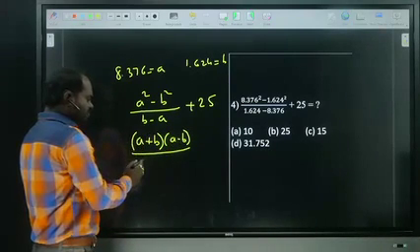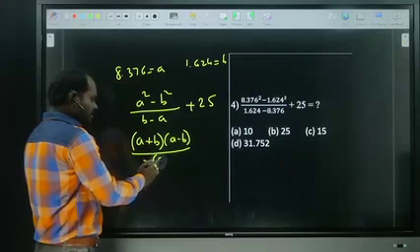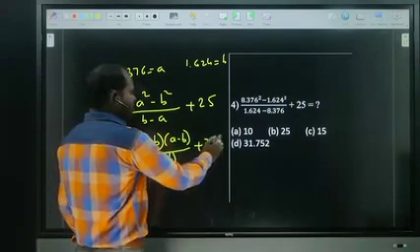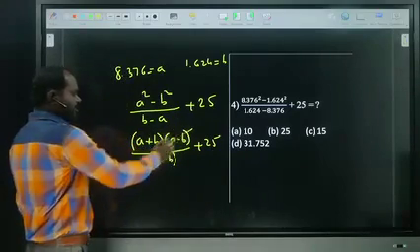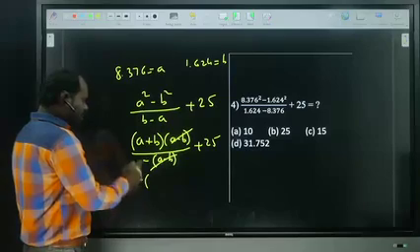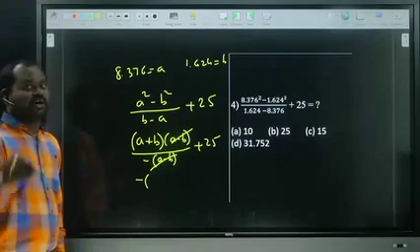By taking minus as a common factor, what can you write, ma? A minus B plus 25. Observe carefully, ma. A minus B gets cancelled. What is the balance, ma? Minus of A plus B.